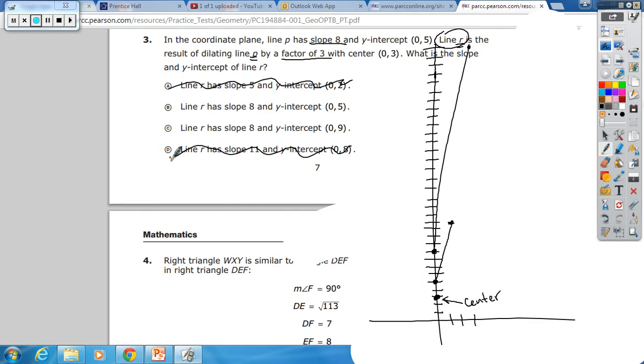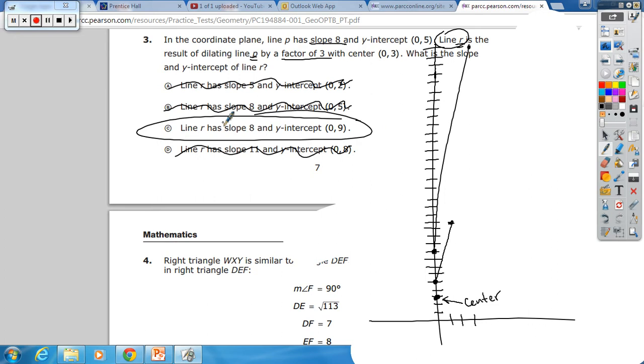Line R has a slope of 5 with the y-intercept at (0, 5). Well, if we look here, the y-intercept here isn't at (0, 5) because that's down here. So this one is gone. Okay. Line R has a slope of 8, which it does, and a y-intercept of 9. 1, 2, 3, 4, 5, 6, 7, 8, 9. There you go. This is our answer right there.